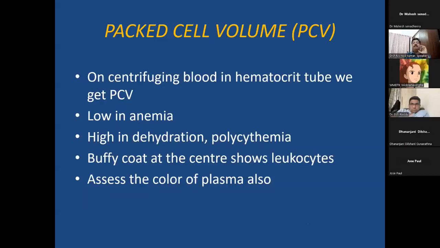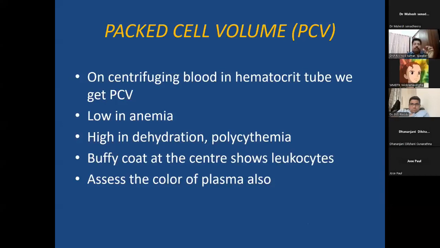It's a clear indication. Increased PCV is a clear indication of dehydration. See, in my fluid therapy class, I have said each millimeter of PCV produces 10 ml per kg fluid loss. That I have taught in the fluid therapy class. You remember my fluid therapy class.